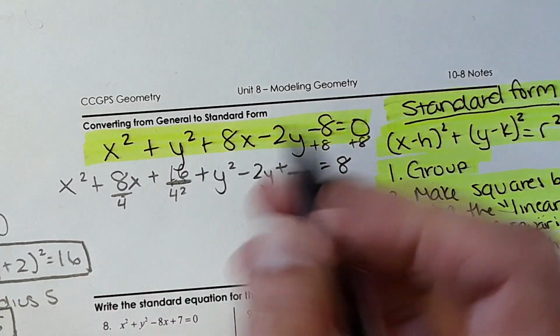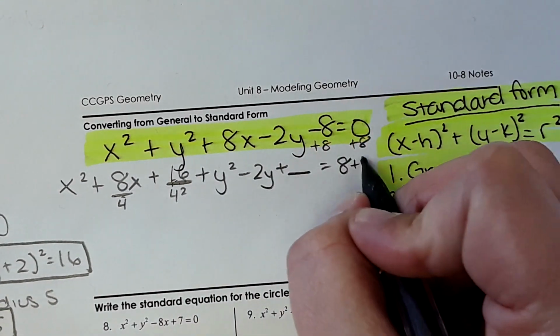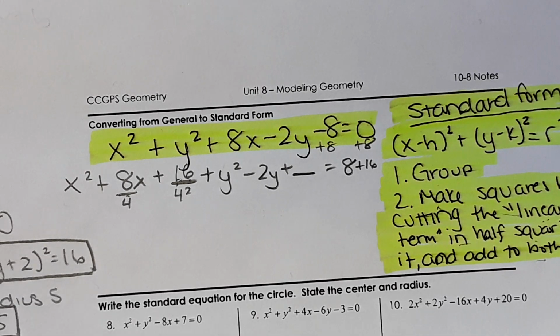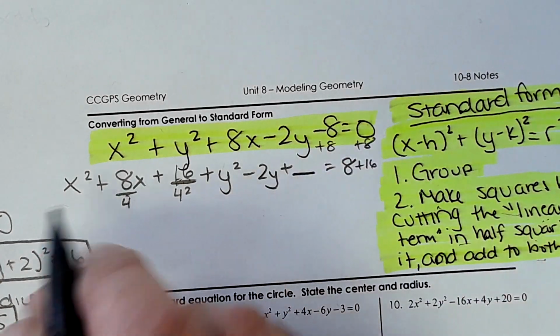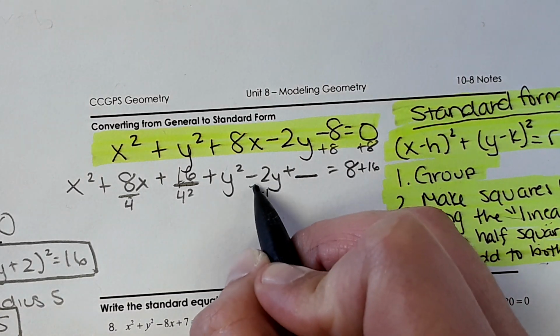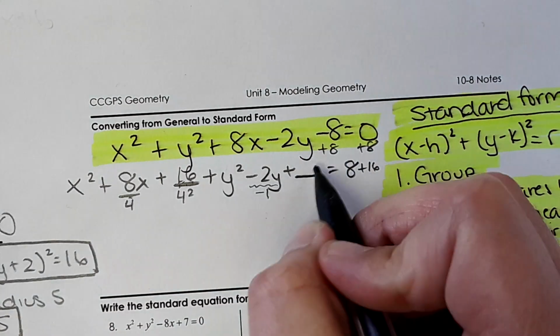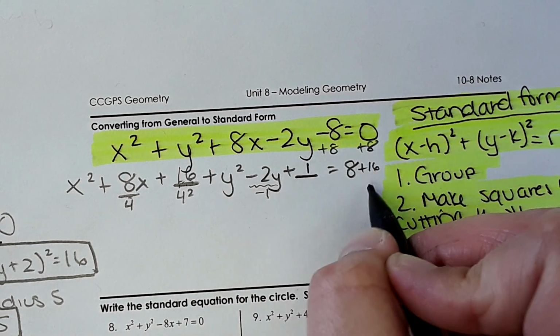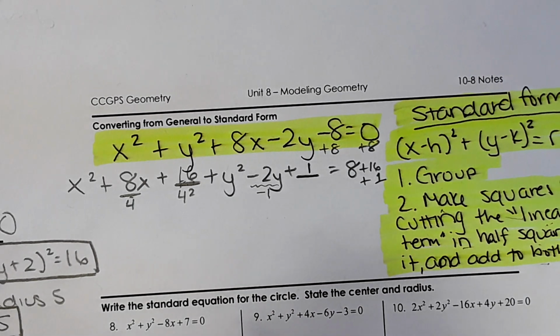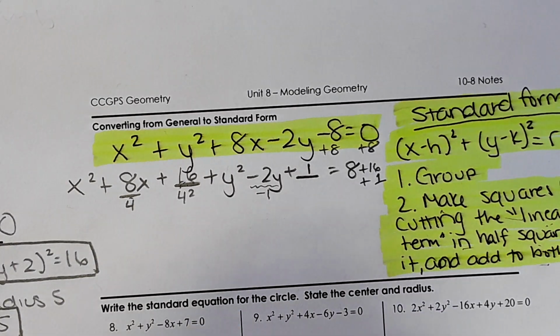So we're going to put a 16 right here. And whatever we add to this side, we have to add to the other side. So plus 16 over here. Then here, divided by 2, or cutting it in half, would be negative 1. And then squaring it would be 1. So plus 1. I'm challenging you now. Okay.